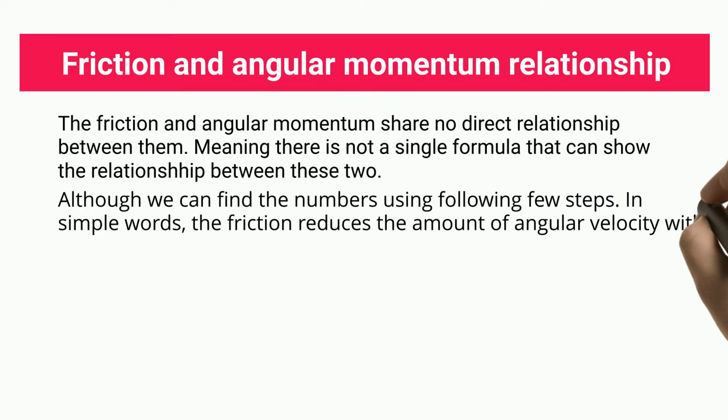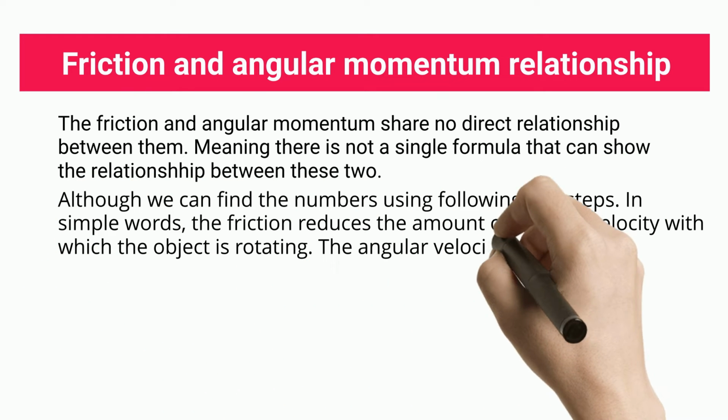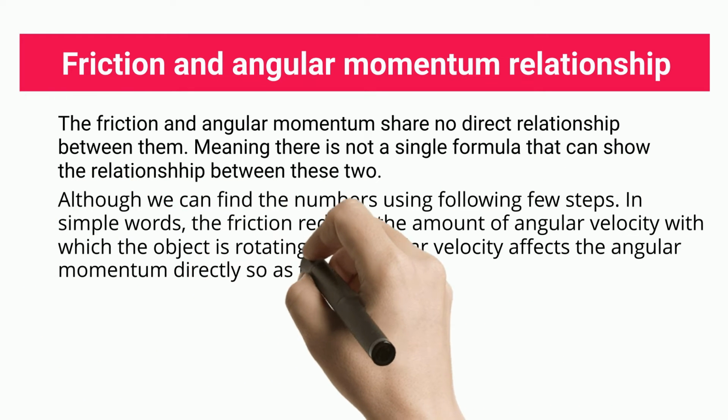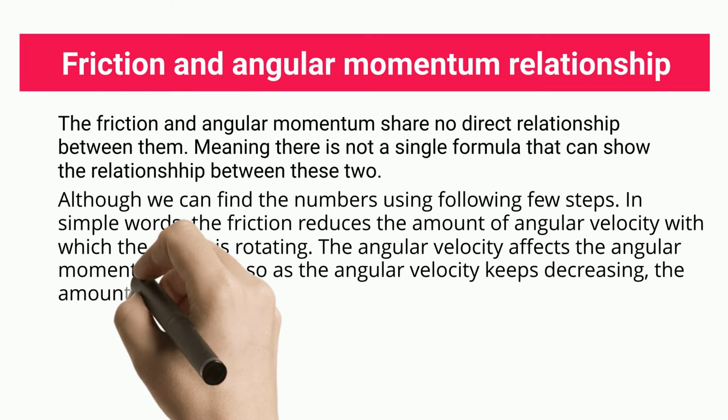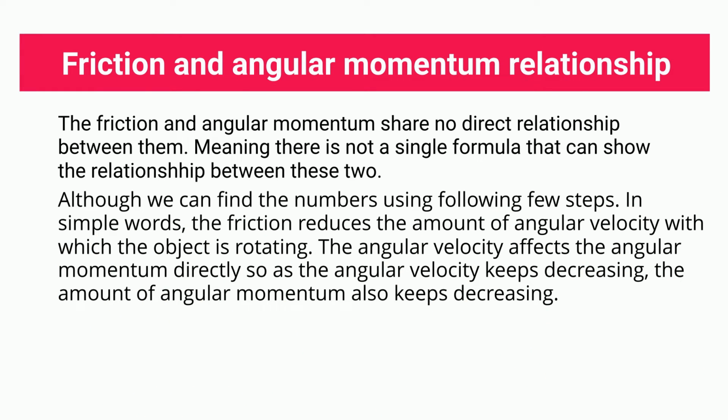In simple words, the friction reduces the amount of angular velocity with which the object is rotating. The angular velocity affects the angular momentum directly, so as the angular velocity keeps decreasing, the amount of angular momentum also keeps decreasing.